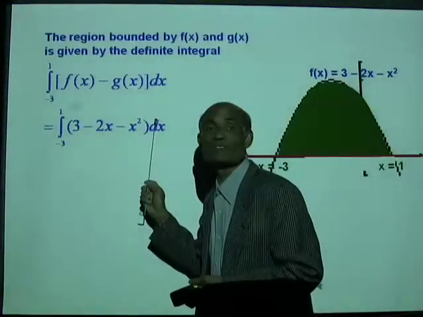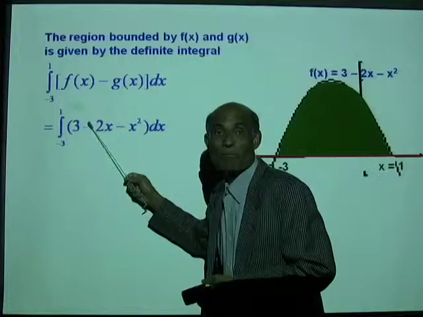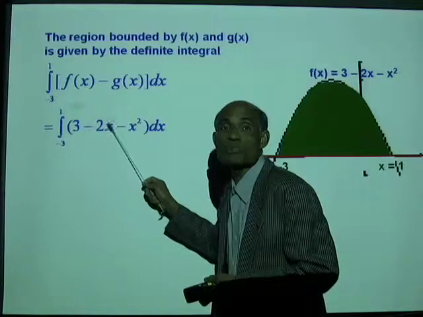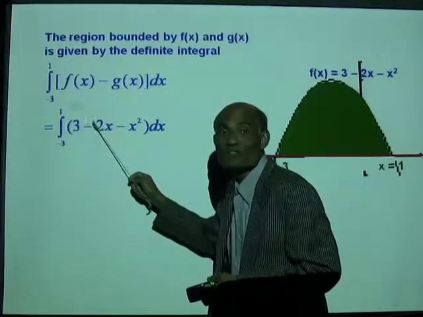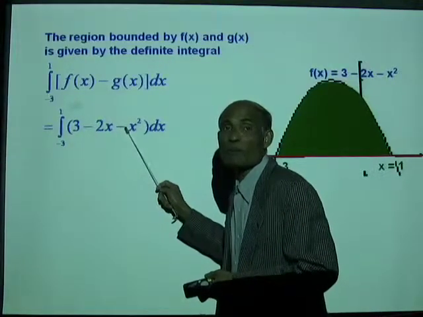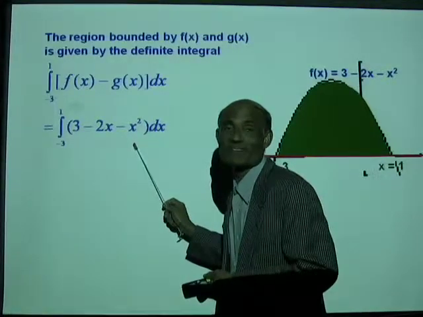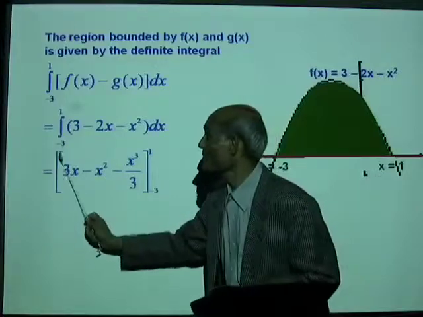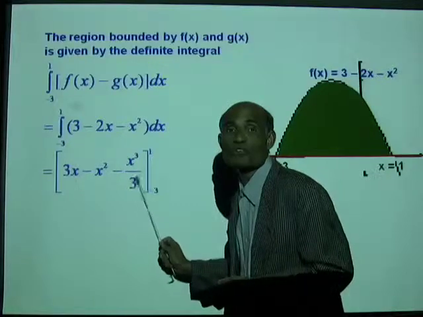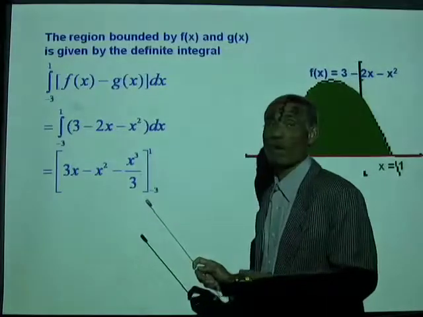Can you do this integration? Integral 3 dx is 3x. Is that right? Integral minus 2x dx is minus 2 times x squared over 2. The 2's will cancel. So that would be minus x squared. Integral minus x squared dx will be minus x cubed over 3. Is that right? So that will be 3x minus x squared minus x cubed over 3 from x equal to -3 to x equal to 1.